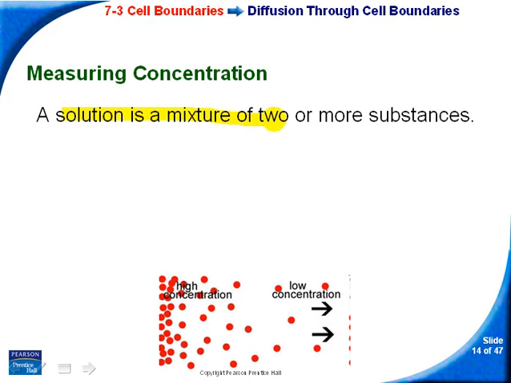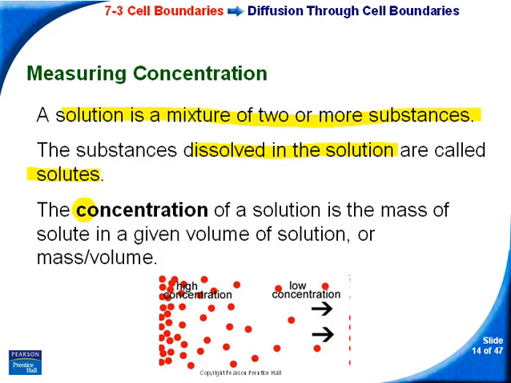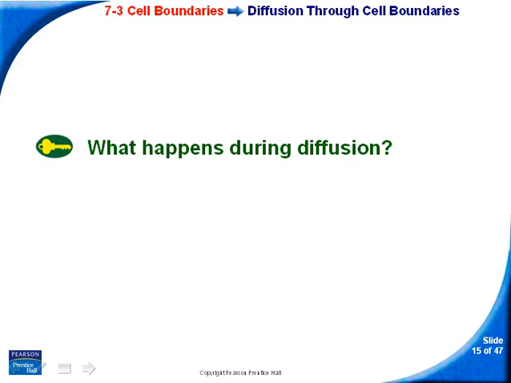We've talked about a solution. It's a mixture of two or more substances, and we talked about the solutes being the substances dissolved in the solution. The concentration of a solution is the mass of solute in a given volume of solution, or in other words, mass divided by volume. Here we see a high concentration, there's a lot more mass of solute in the solution here. Here we see a low concentration, you can see a lot fewer molecules there.